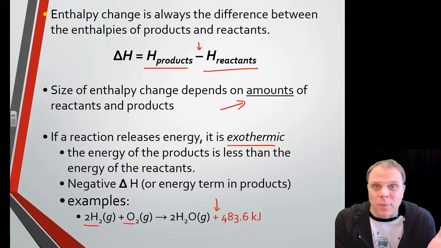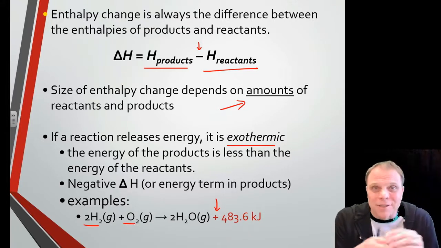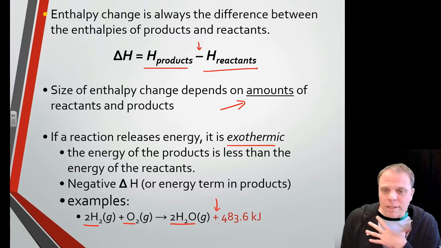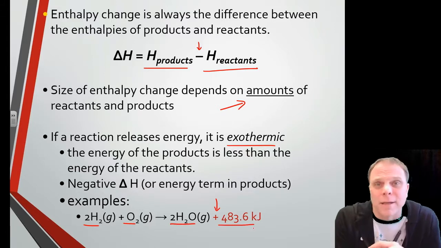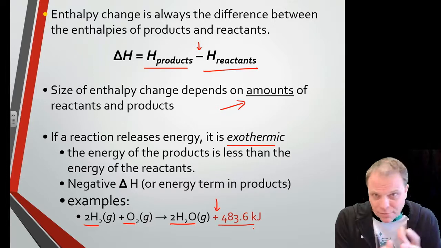Hydrogen gas is burning in the presence of air. If I take some hydrogen gas in a balloon, put a little lighter next to it, and it blows up, fire, right? What does it make? It makes water. But not only does it make water, it makes another product. The other product it makes is energy, right? So it makes 483.6 kilojoules of energy if I have a certain amount of it.